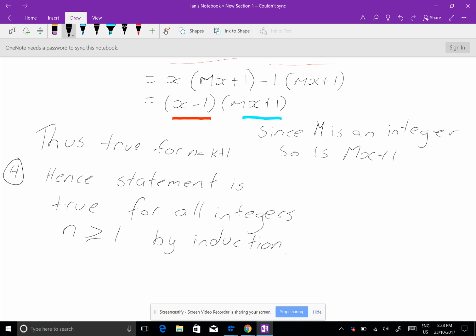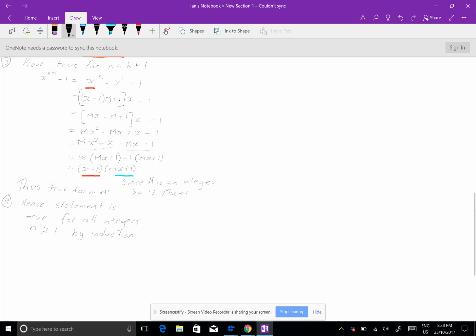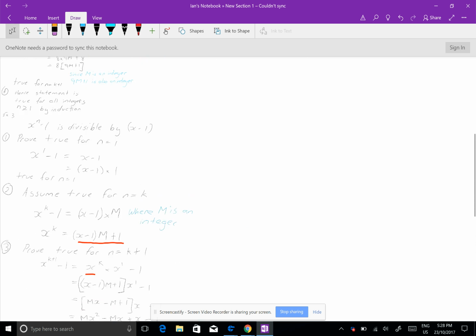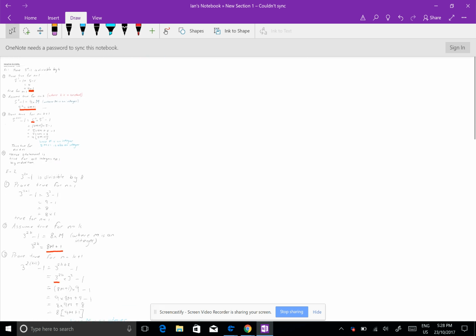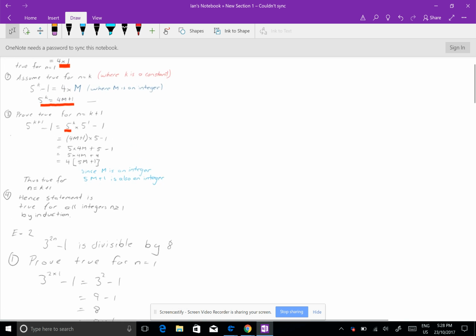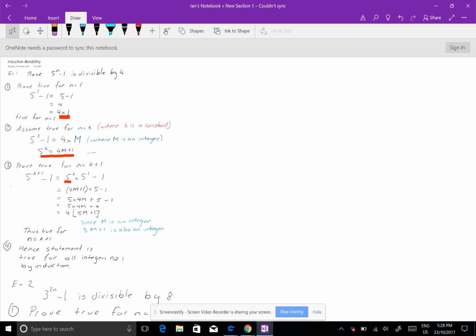Okay, so that is induction via divisibility. Remember, you've got to put in m as an integer. Good luck.